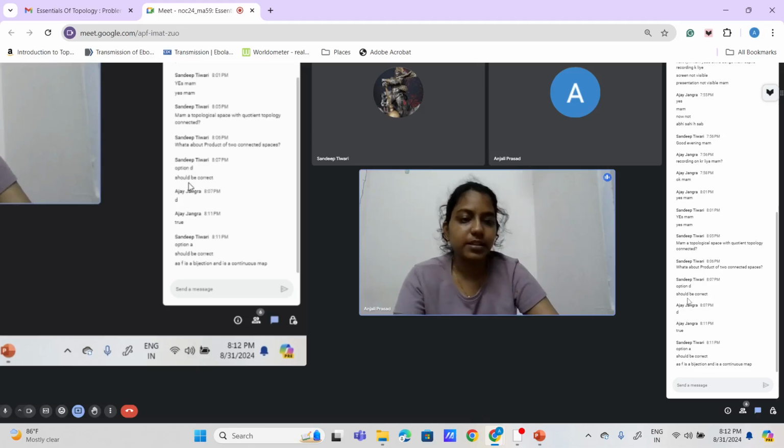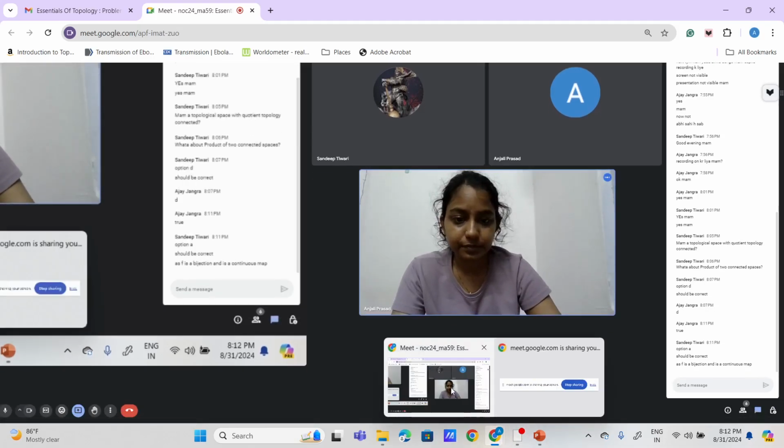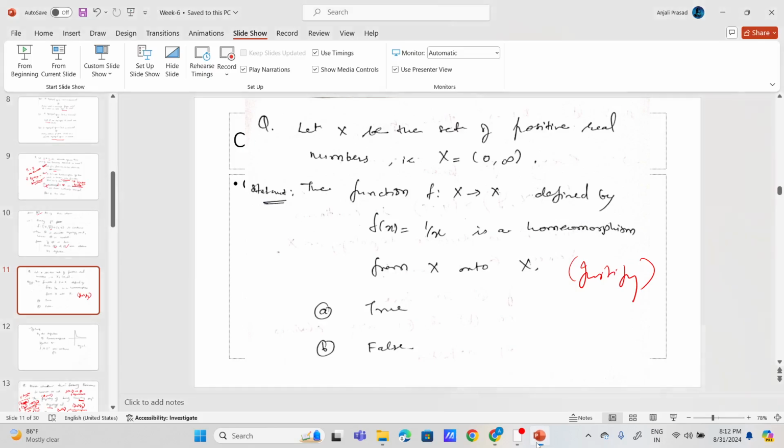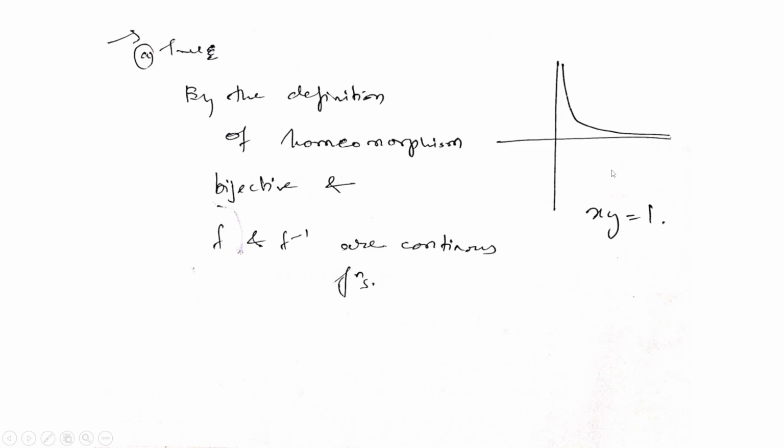As f is a bijection and a continuous map, yes, it is true by the definition of homeomorphism: bijective, and f and f inverse are continuous functions. Yes, so f is continuous and its inverse is also a continuous function. Fine.